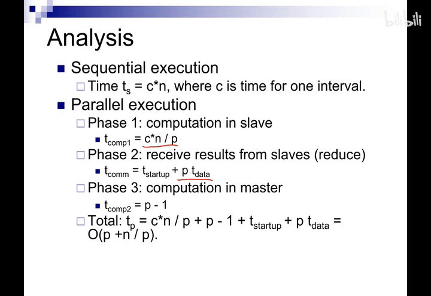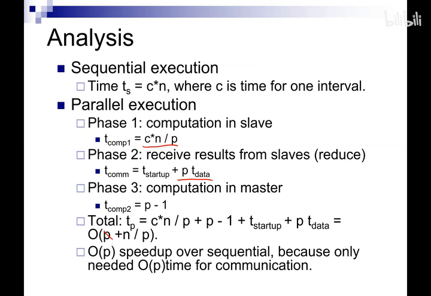Unless p is very, very large, n is usually going to be much larger than p, so you can basically ignore this p term over here. Now if you look at the scalability, the sequential running time is order n, and the parallel one is order n divided by p. So you get a p times speedup. For this algorithm, because we could remove a lot of the communication, we actually get linear speedup.